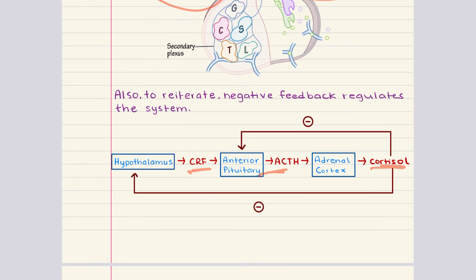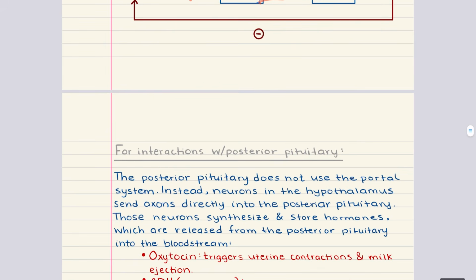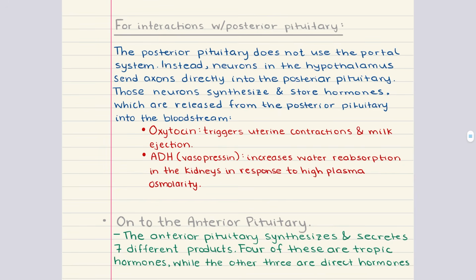Now we're going to shift gears and we're going to talk about how the hypothalamus interacts with the posterior pituitary gland. And this works a little bit differently. So first and foremost, it doesn't use a portal system at all. Instead, it's connected to the hypothalamus by a bundle of neurons. These neurons have their cell bodies in the hypothalamus, but they extend their axons directly into the posterior pituitary.